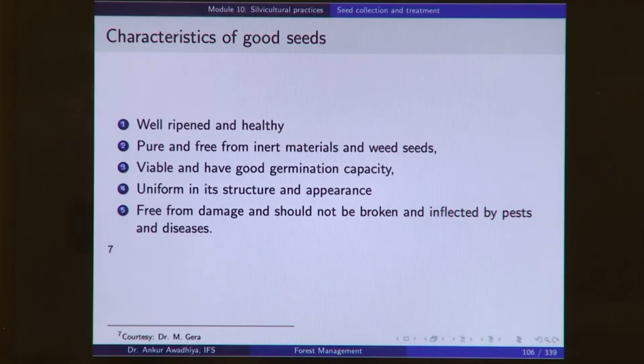Now, we defined good seeds. Good seeds are well ripened and healthy. They are pure and free from inert materials and weed seeds, viable and have good germination capacity, uniform in their structure and appearance, free from damage, and should not be broken or infected by pests and diseases.